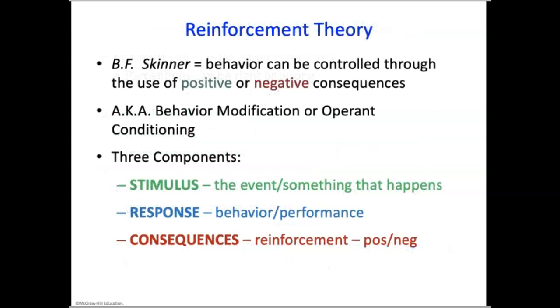Reinforcement theory by B.F. Skinner says behavior can be controlled through the use of positive or negative consequences, also known as behavior modification or operant conditioning. It includes three components: stimulus, response, and consequences. Stimulus is the event or something that happens. Response would be the behavior or performance, and consequences would be the reinforcement in the form of positive or negative.